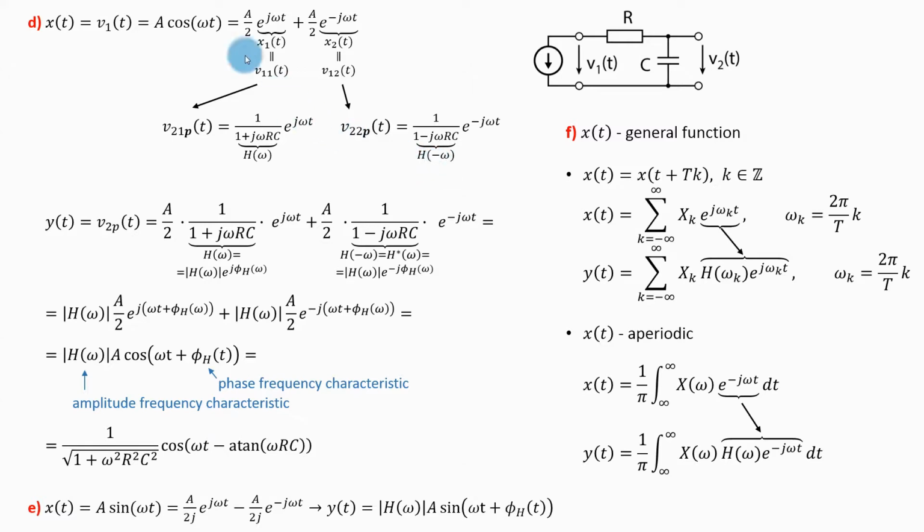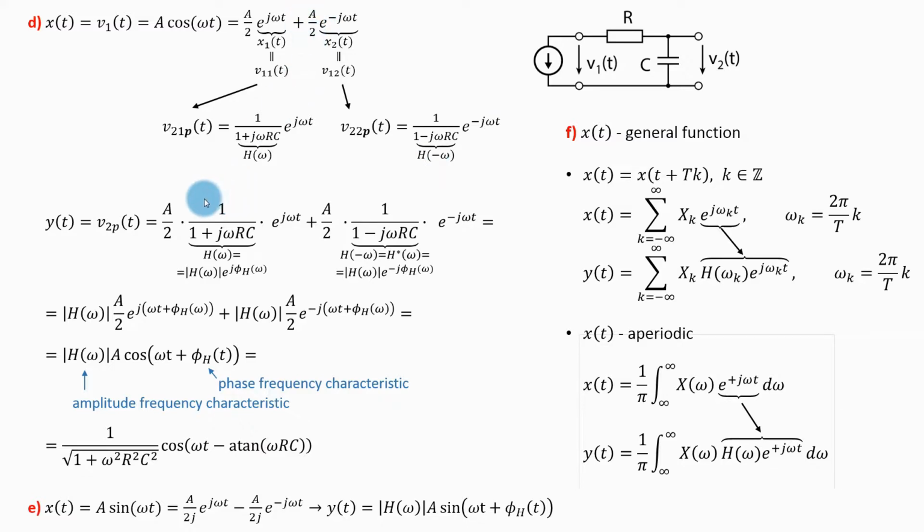Now, what will the system do with a linear combination of these two exponentials? The output will be the same linear combination of these two complex exponentials. This will be my output. Here, this complex exponential will get multiplied by this a over 2, and here this complex exponential is multiplied by this a over 2.